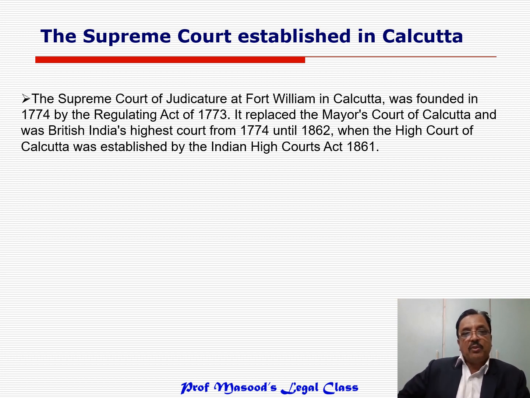The Supreme Court of Judicature at Fort William in Calcutta was founded in 1774 by the Regulating Act of 1773. It replaced the Mayor's Court of Calcutta and was British India's highest court from 1774 until 1862. See, Warren Hastings had the judicial reforms and he introduced the legal system in India, with various hierarchy of courts, including the Mayor's Court.